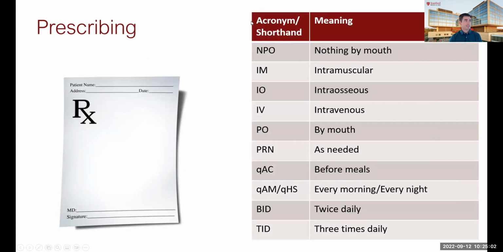All right, the next thing is we can use it for prescribing. So NPO is nothing by mouth. IM is intramuscular. IO is intraosseous. That's relatively uncommon, but we use it sometimes. IV is intravenous. PO is by mouth. PRN is as needed. QAC is before meals, often used for insulin. It's sort of the most frequent medication we use before meals. QAM and QHS is every morning, every night. BID is twice daily, and then TID is 3 times daily.